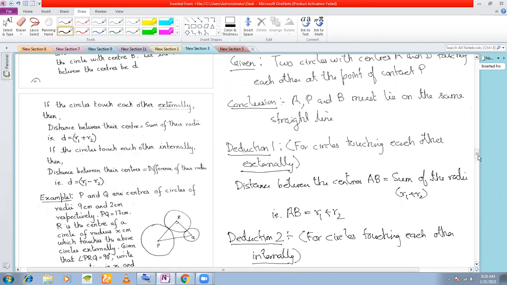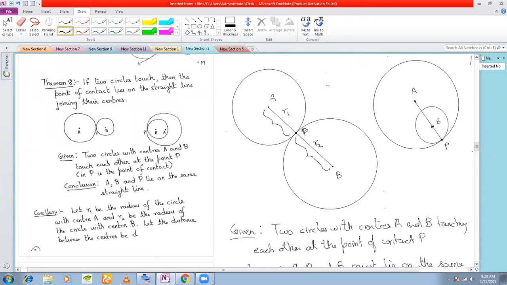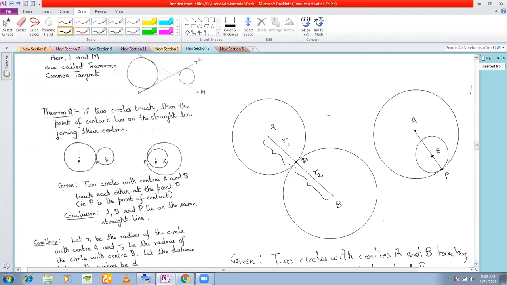Look at the second diagram now. Suppose I take the radius of the bigger circle to be R1. Then this entire length here is R1. I take the radius of the smaller circle to be R2. Then this length is R2. And this now becomes your distance between the centers AB.